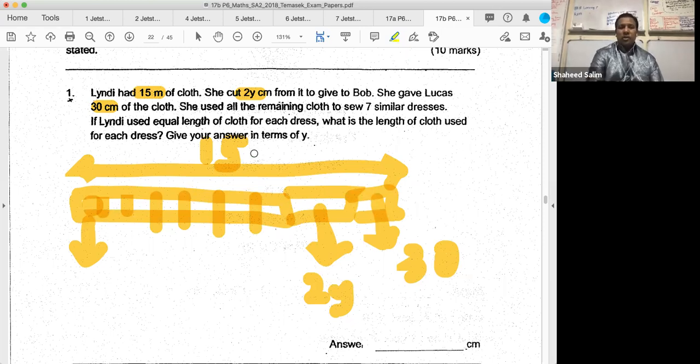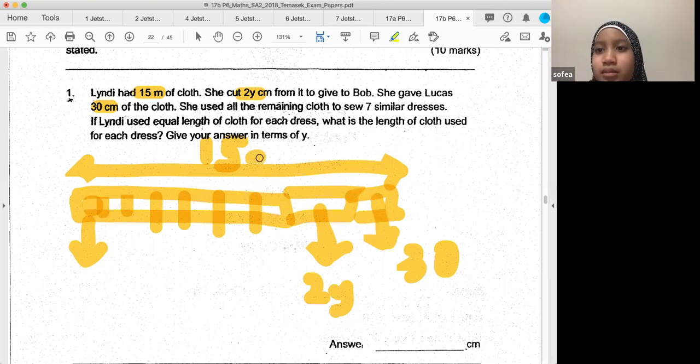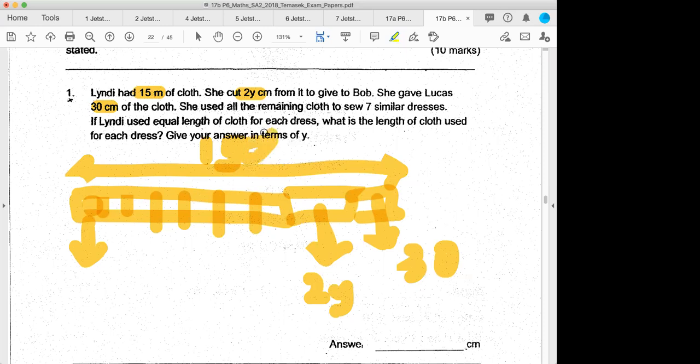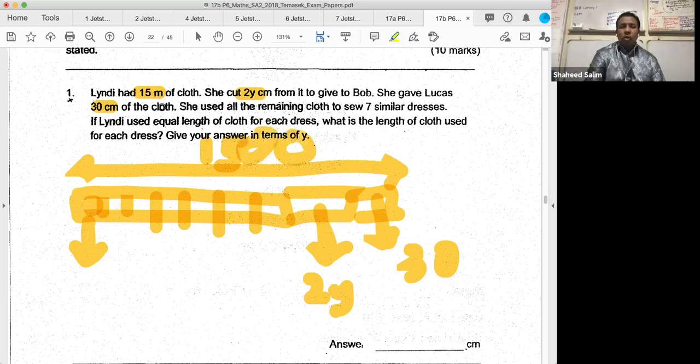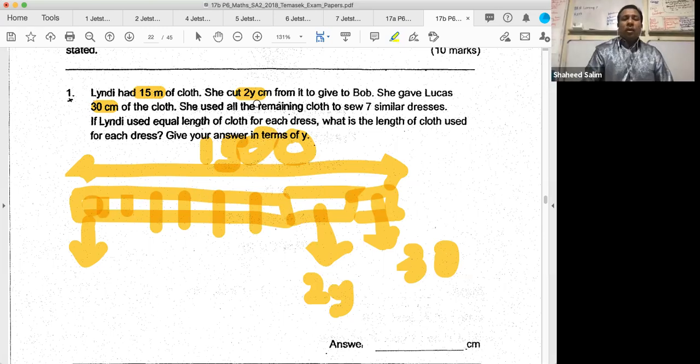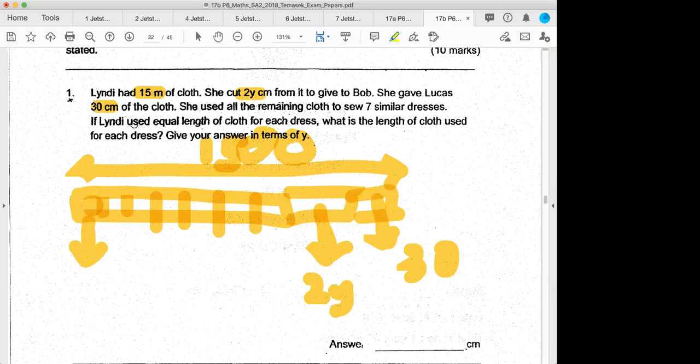But you must change this, Rahina. 15 meters is how many cm? 1500. Yeah, so use 1500 to minus. Otherwise, meters minus cm minus. You take 15 minus 2y, I cannot. This is meters. This is cm. A different dimension. So 2y is in cm, this is in meters, so it's not 15 meters. It's 1,500 cm minus 2y minus 30. So you must simplify it. You try first.